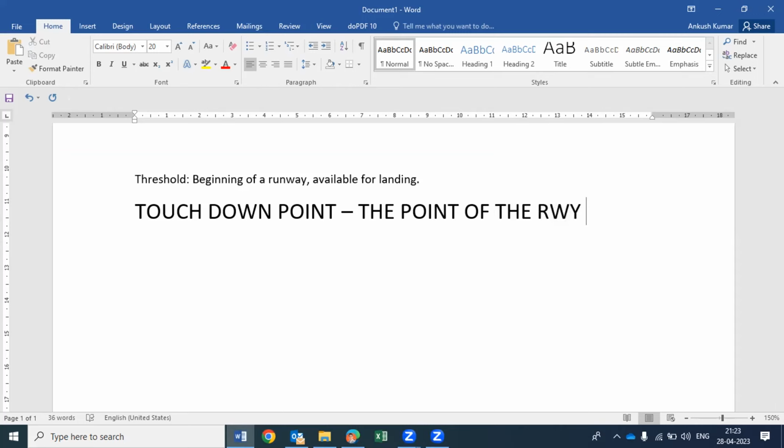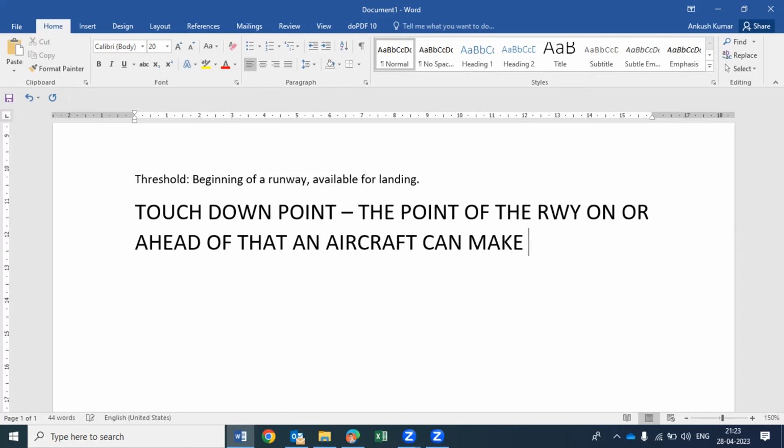The point of the runway on or ahead of that an aircraft can make landing, right? Don't you find this runway threshold and touchdown point familiar to you? Right? This runway threshold and touchdown point are almost similar.